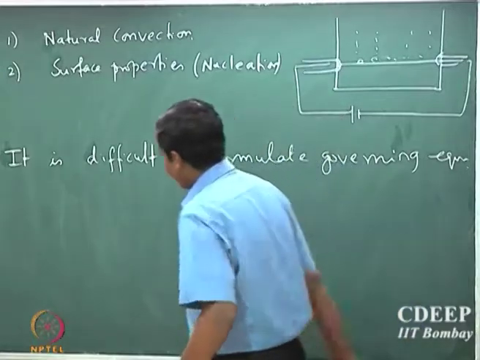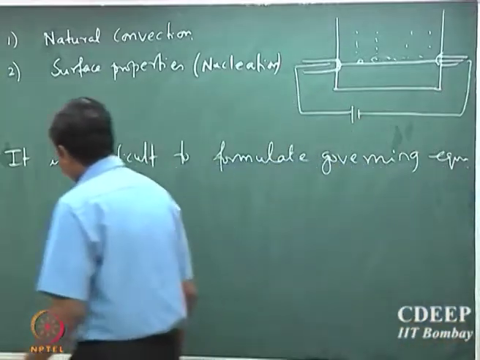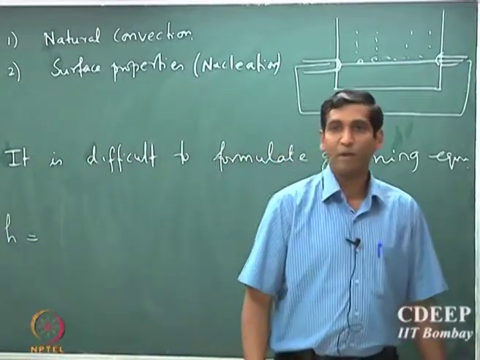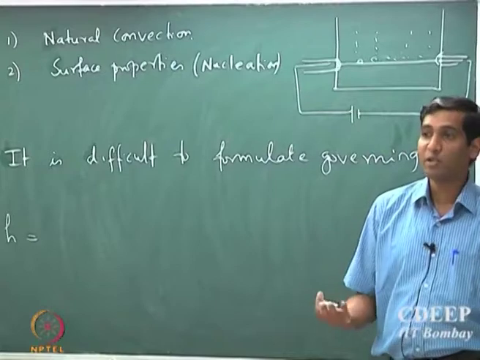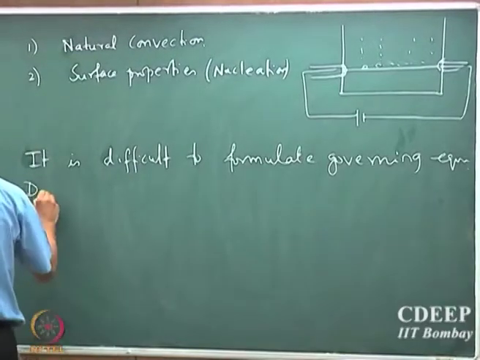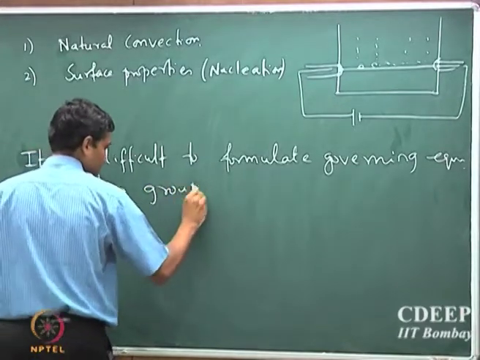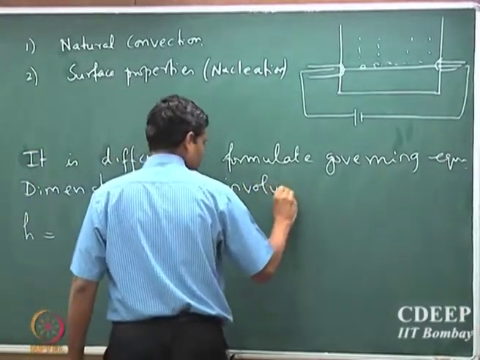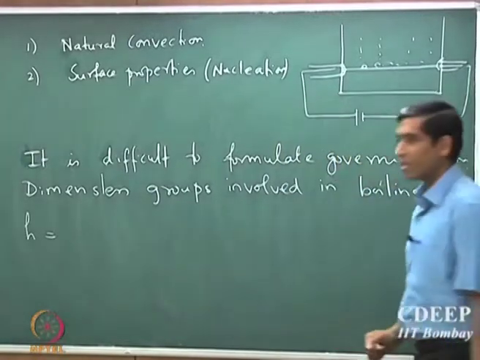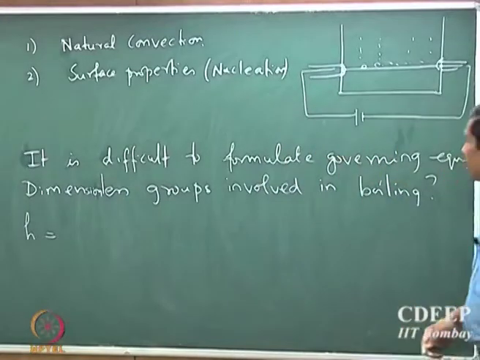But still we can get some intuitive ideas as to what is going to happen. Okay. So the way to look at it is, suppose we want to find what are all the dimensionless quantities which are involved here. Okay. So what are all the dimensionless groups involved in the boiling process?